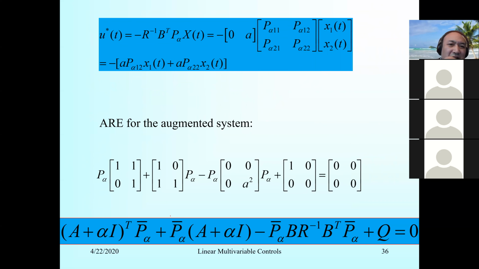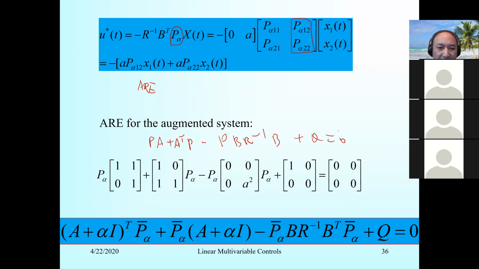And so my LQR infinite time ARE, we can solve it. So we are going to have a P alpha in here. Because of the structure in here, we only care about these two. So let's solve this ARE. It's P A transpose P minus P B R minus 1 B transpose plus Q is 0. Okay. So B is 0, A times B transpose.